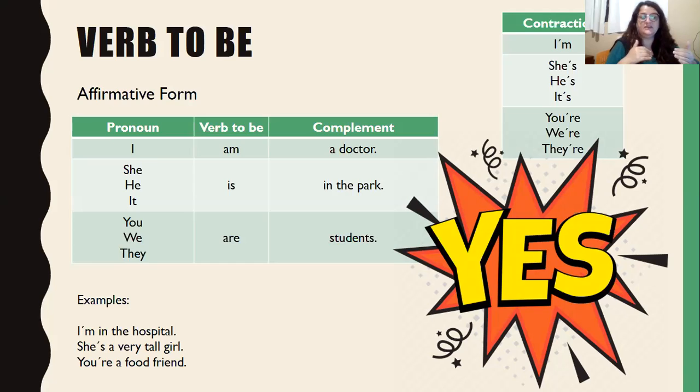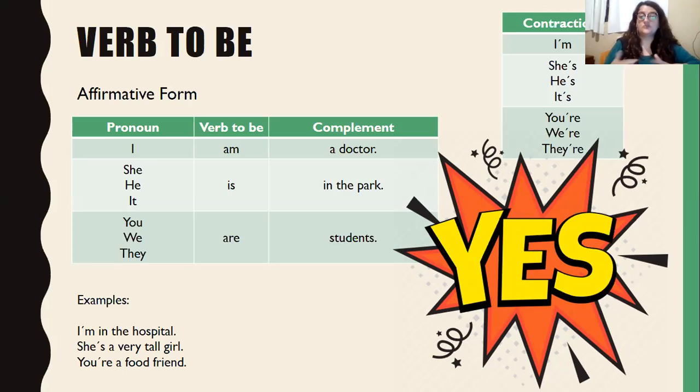She, he, it is in the park. You and they, that is a plural in second person, we are gonna use are. So you are a student, or you are students. And also, if we have we or they, we are students, they are students. Also, I would like to share with you the contractions when you are writing and you want to write it fast, or do you want to say it in a fast way?